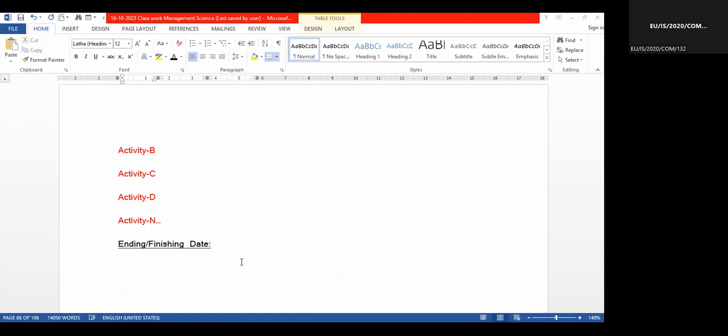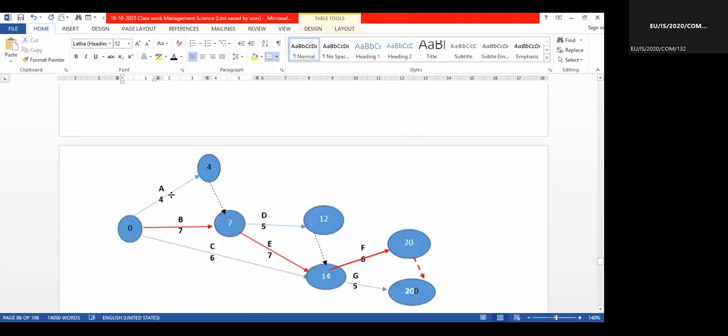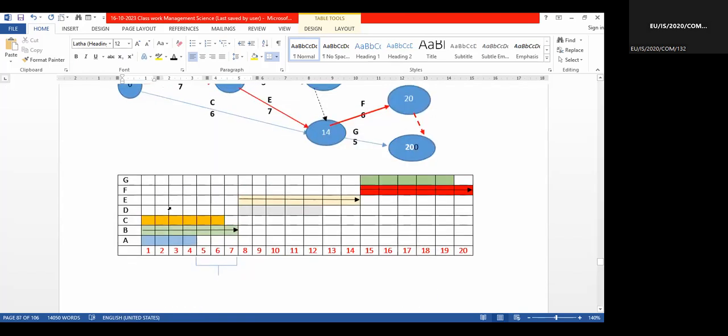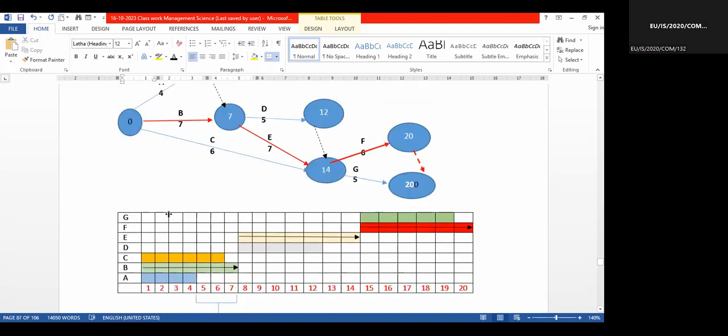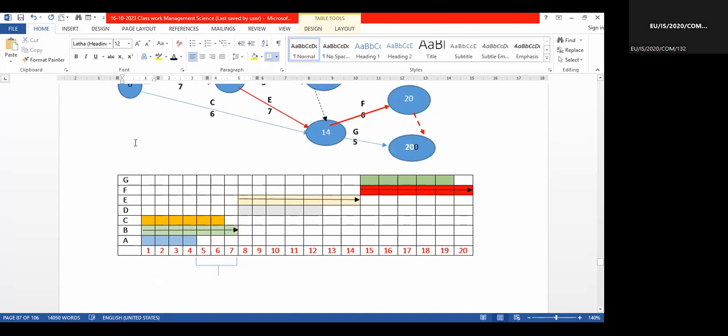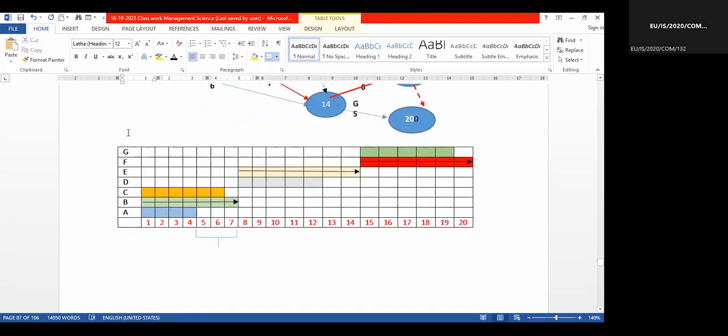Did you get the point, students? Yes, sir. Students, did you understand? Okay. Right. So this is another way of presenting the same information. All right. In the network diagrams, how it's organized is a bar chart.